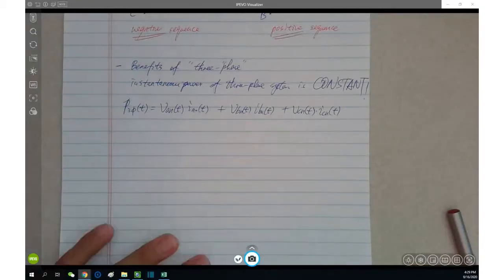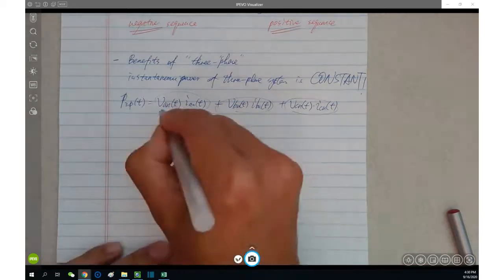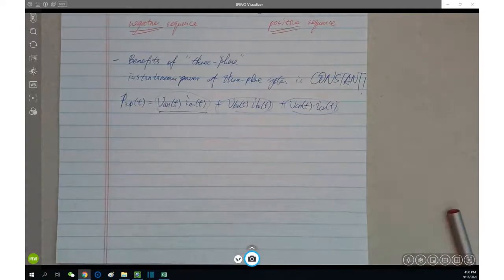Instantaneous power expressed in this way is very easy to understand, because this term is obviously one single phase, for phase A itself. And this is for phase B, for phase C. Then you sum them up, which equals the instantaneous power of the total three phase. And due to the phase shift, as John mentioned, the resultant instantaneous total power is constant. Believe it or not, it's constant.